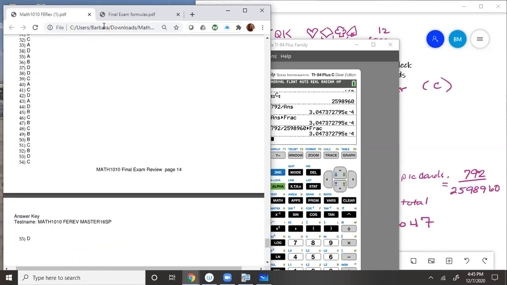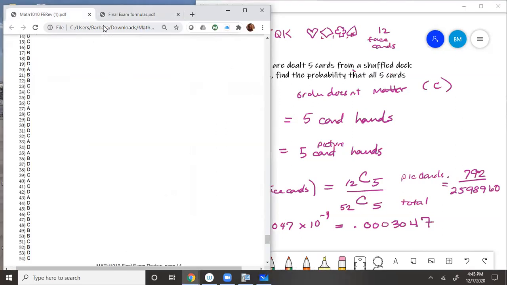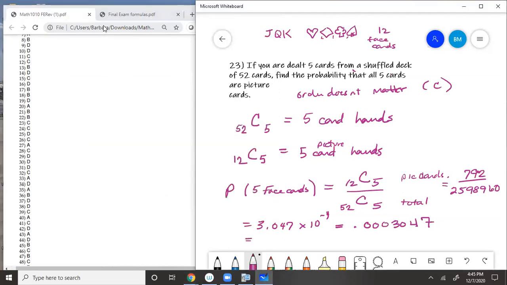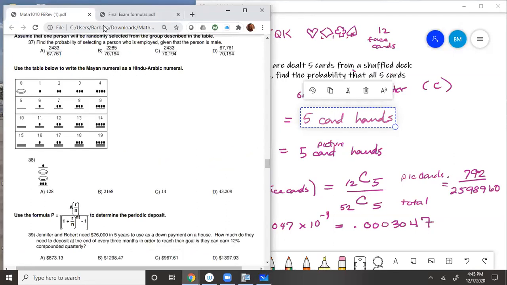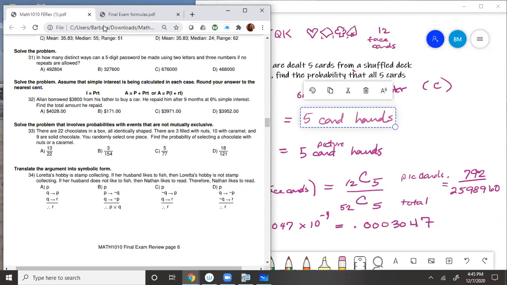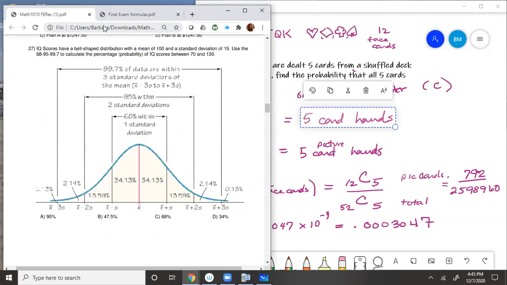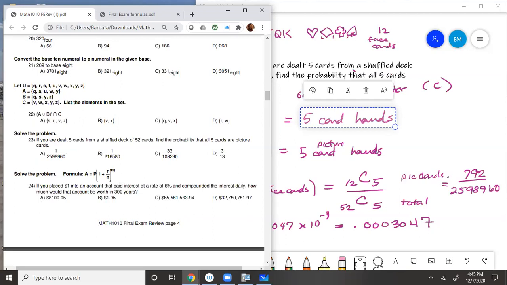Okay, so the number that we're working on is what? Did you recall the number? It was 23, right? So the answer is C for number 23, which is 33 divided by 108,290.